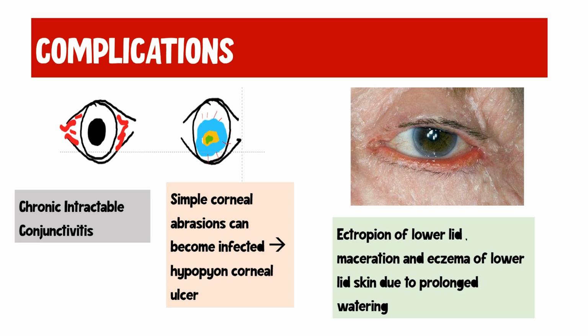Apart from that, because we know in chronic dacryocystitis the patient will have constant epiphora or watering, and because of that watering, he might also develop itching of the lower lid, and because of that constant rubbing and itching, there's going to be weakness in the muscles of the lower lid, leading to ectropion of the lower lid. That means outward drooping of the lower lid, with maceration and eczema of the lower lid skin because of that prolonged rubbing and watering.